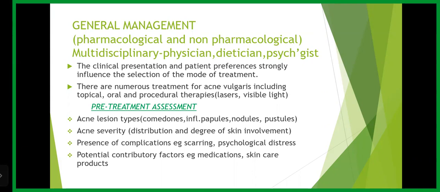So before you start treating somebody with acne, you have to assess; we have what we call the pre-assessment stage. You have to check to see what type of lesions you are dealing with. Are they just comedones or are they inflammatory lesions? Because each of them will determine what kind of treatment you go in for. And then the severity: how widely distributed are the lesions? And the presence of complications, such as scarring and psychological stress, and also potential contributory factors. Some of them is just their lifestyle. So when you tackle the lifestyle, the patient becomes fine. Examples are the medication the patient is taking and the skincare products.